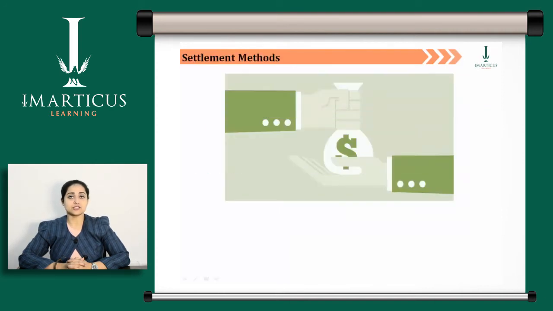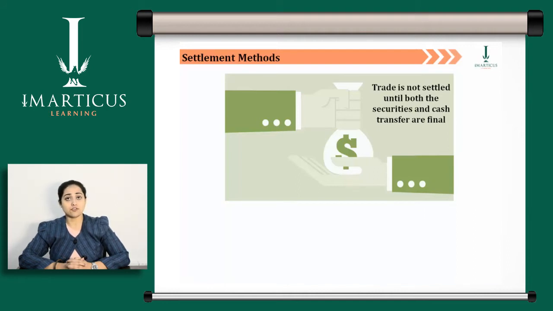Settlement of securities transaction refers to the process of exchanging securities and cash between the buyer and seller in order to discharge their respective obligation. A trade cannot be deemed to be settled until both securities transfer and cash transfer are final and irrevocable. Nowadays, this transfer takes place electronically by book entry rather than physical movement of certificates.